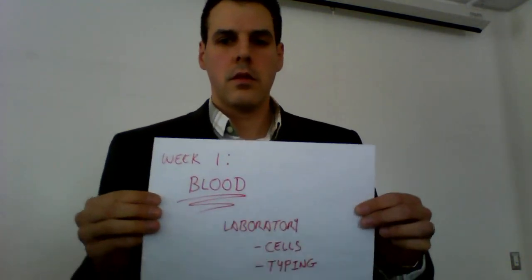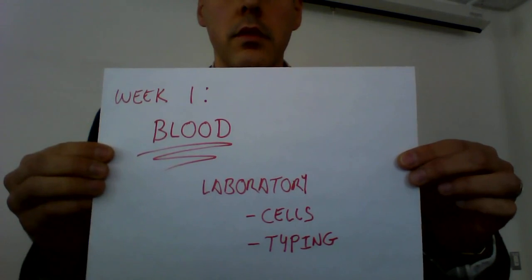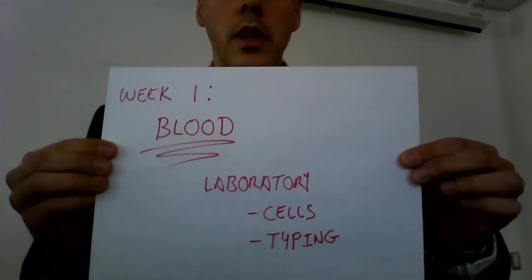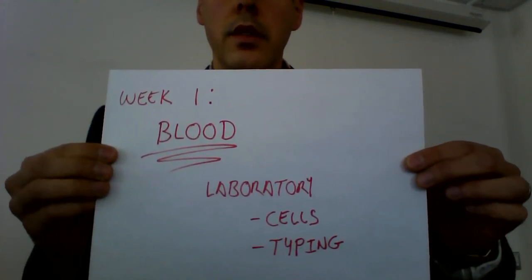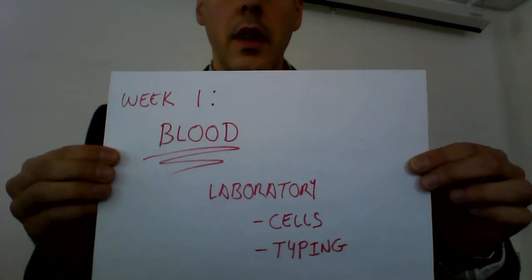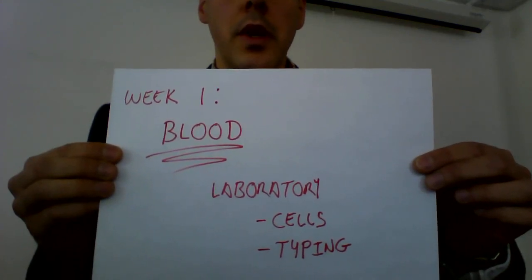I'll go over the laboratory objectives, and then I'll go over a little bit about the lecture PowerPoints, just as you're going through them, some things to look for that will help you with your weekly assignment. So today I'm doing week 1 blood. In the laboratory, we're really going to focus on the cells, or what we call formed elements, and also a little bit on blood typing.